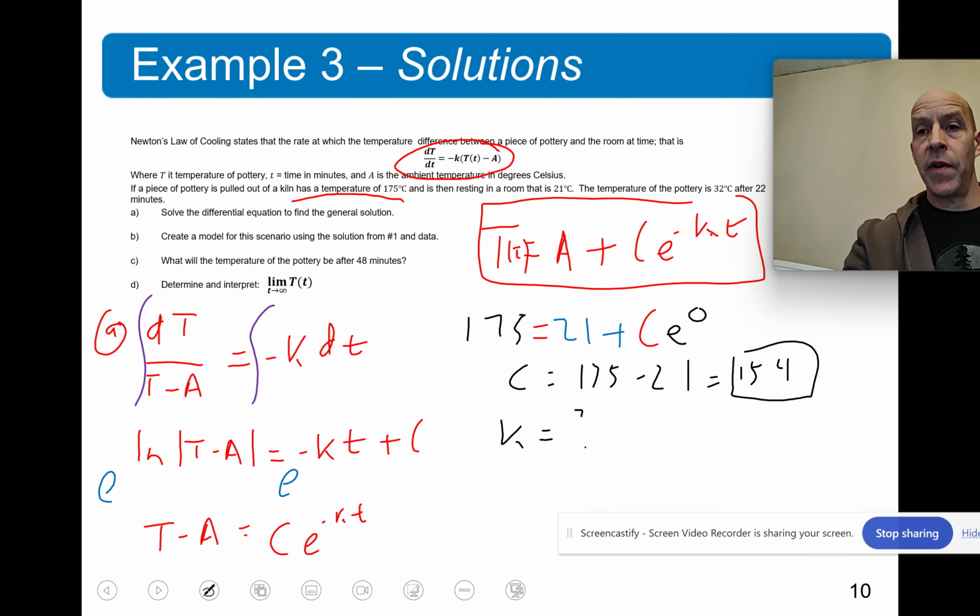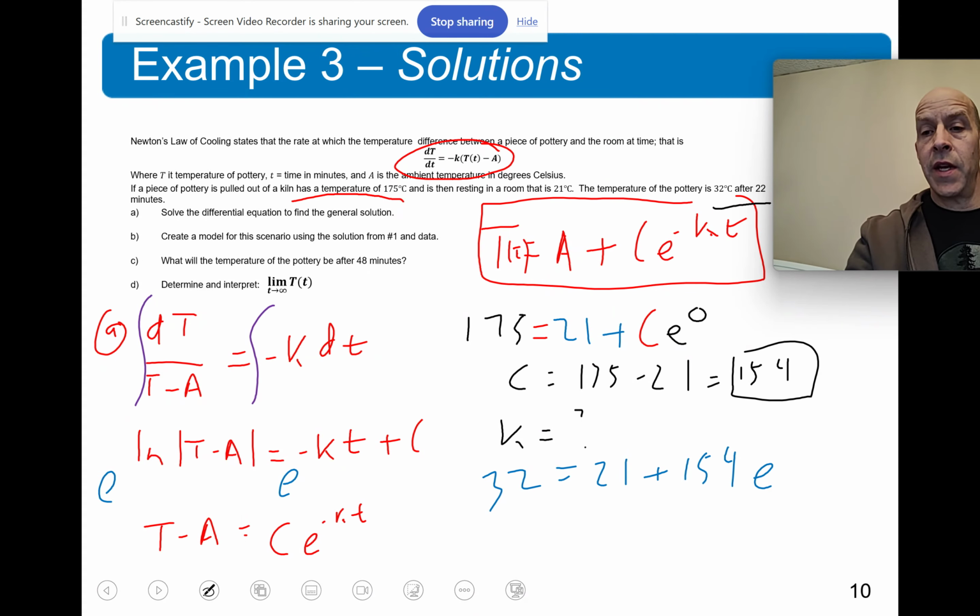Now we can use this other information, which is right here, that after 22 minutes it's 32 degrees. I'm going to move this up to here. So now I'm going to have 32 equals 21 plus C, which was 154, e to the negative 22 K. So remember there's that negative symbol up there, so I'm just plugging 22 in for the T, and I'm going to use my calculator to find this decimal.